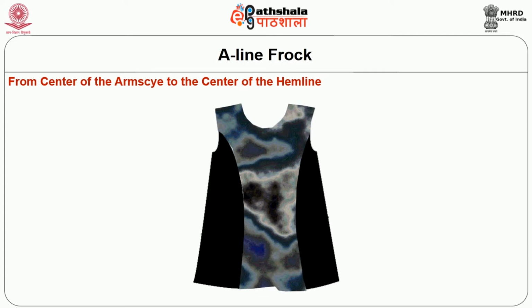The second one is from the center of the arm side to the center of the hemline. As you see in the design, you can see the princess line cut given in the A-line frock. You can follow the outline of the black color where you will see the line starting from the center of the arm side and extending to the hemline.